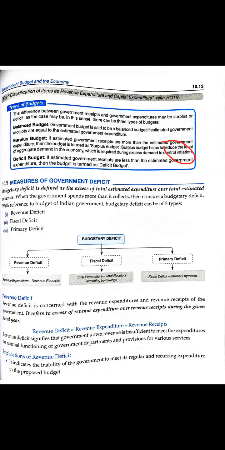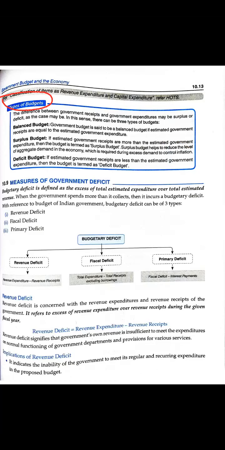Then what is deficit budget? That is the opposite. The expenditure will be more than the receipts. So if estimated government receipts are less than the estimated government expenditure, then the budget is known as deficit budget. Okay. So these are the three types of budget.